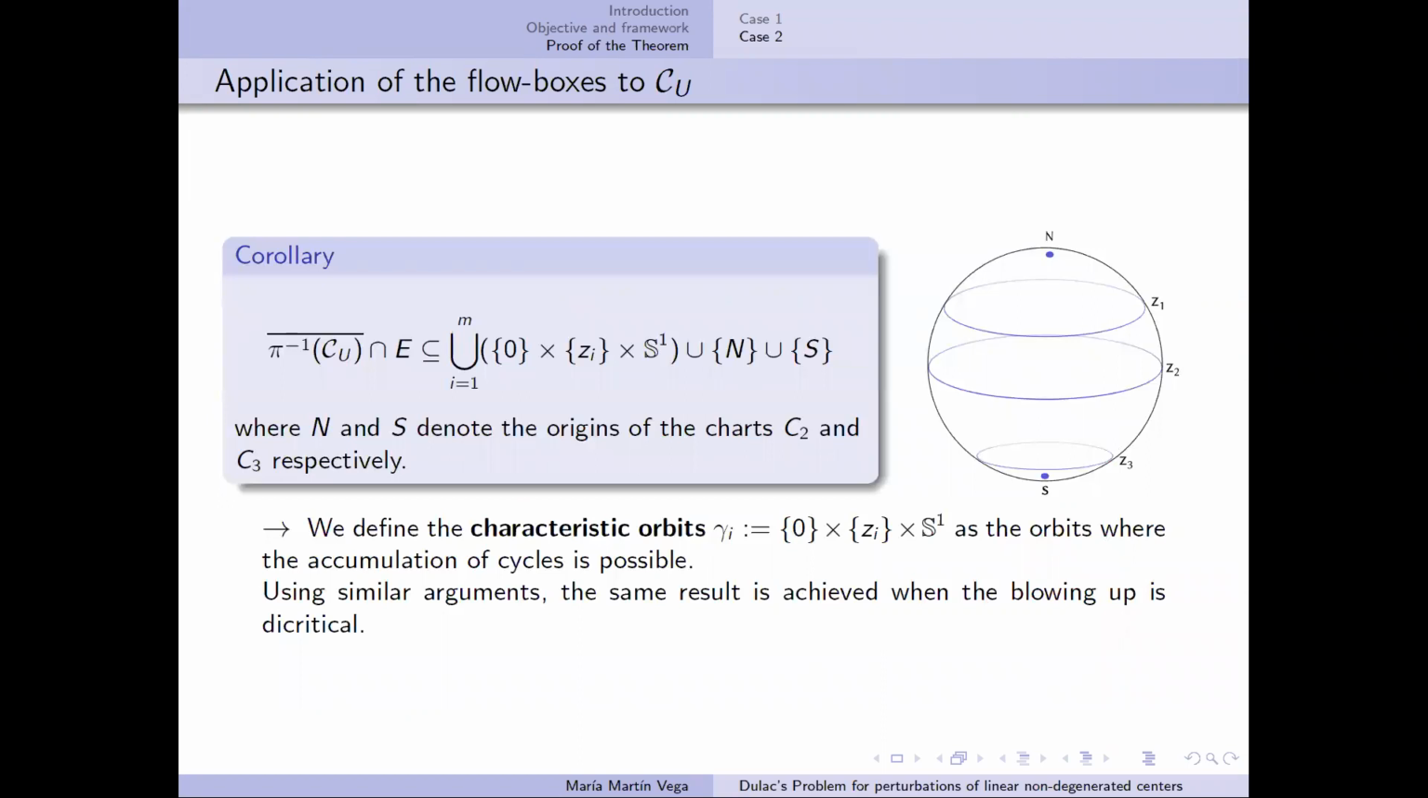As a corollary of this result, we find that the set where the accumulation of orbits is possible in the divisor is the union of these orbits here that we can call characteristic orbits, and also the north and south pole that we haven't studied yet, so for the moment we include them here. And we can also prove this result for the critical case, but in the critical case we find that the flow boxes are pointing to the divisor.